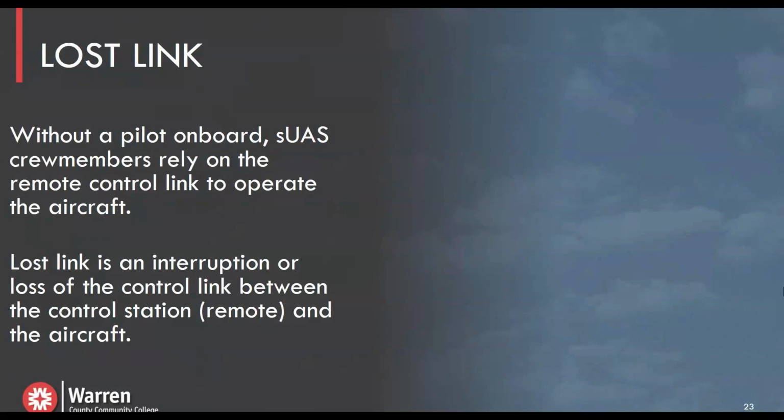So, the lost link. Without a pilot on board, small unmanned aircraft system crew members rely on the remote control link to operate the aircraft. A lost link is an interruption or a loss of control link between the control station, i.e. the remote, and the aircraft. The remotes are known as remote controls, ground control stations; they have many names.